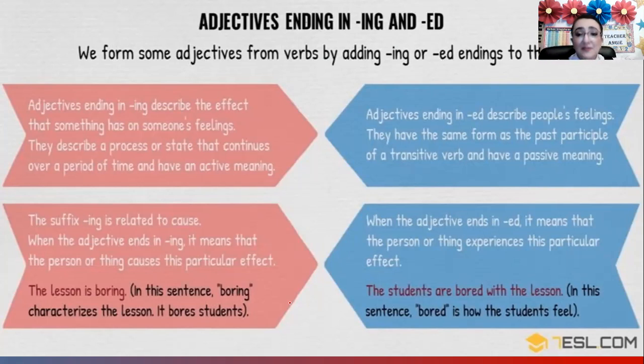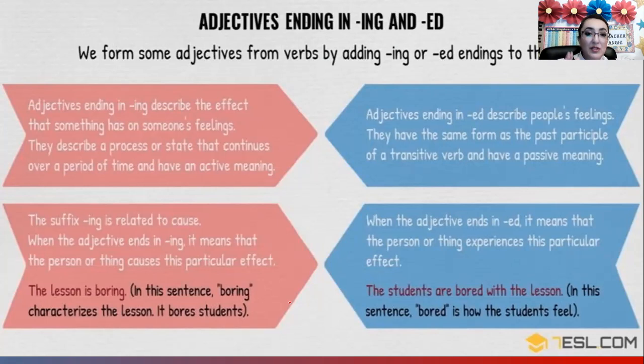And the adjectives with ed are going to be describing people's feelings. They have the same form as the past participle of a transitive verb and have a passive meaning. When the adjectives end in ed, that is also a suffix, it means that the person or thing experiences a particular effect. For example, the students are bored with the lesson.